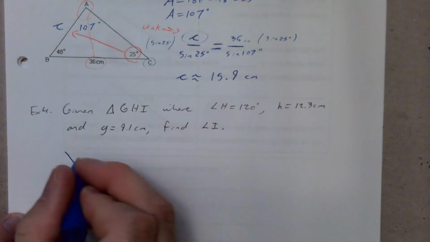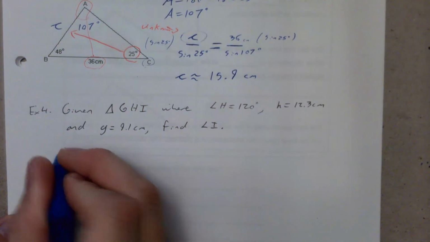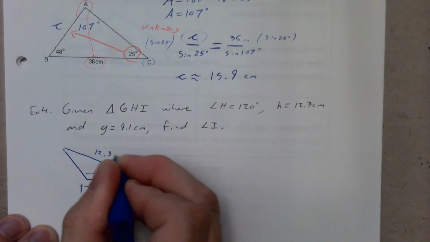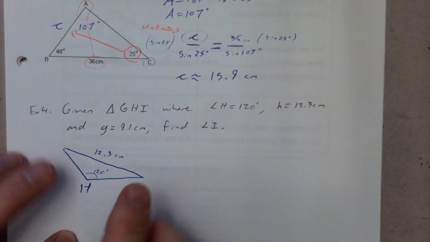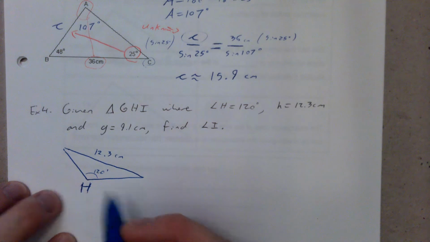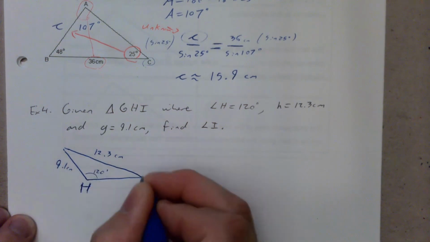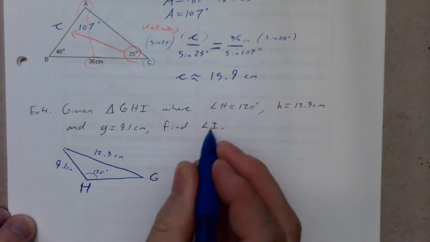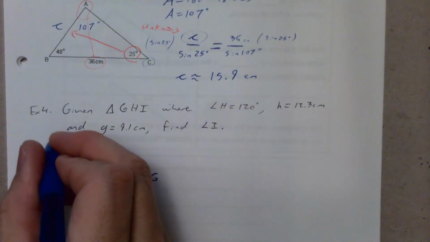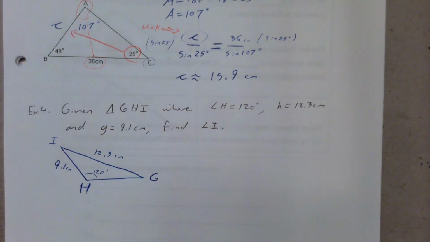I'm told that side length H is 12.3 centimeters. So I'm going to label that right there. That's 12.3 centimeters. It doesn't really matter which side is G. I'm just going to decide, I guess. If I make this side length G, 9.1 centimeters, that makes this angle G right there. And I'm asked to solve for angle I. So they're making this almost as hard as it could be.